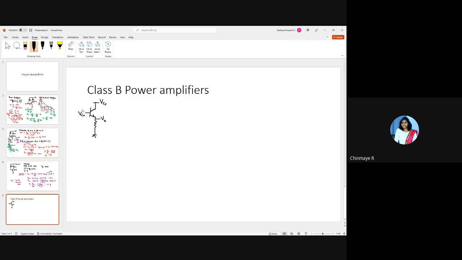First of all, if Vin is equal to 0, this is off, right? You need a minimum voltage of 0.7 here so that the base to emitter junction is forward biased. Then this amplifier turns on.